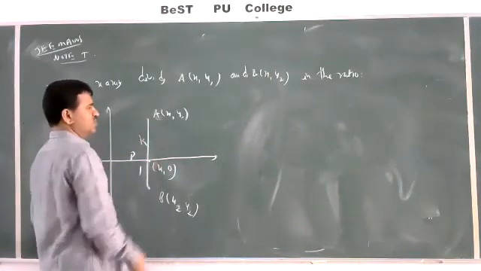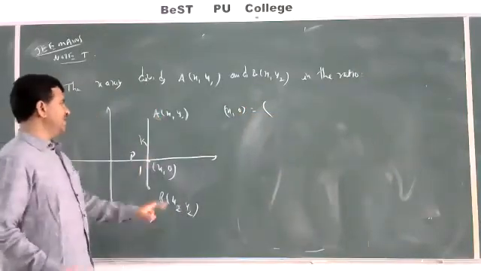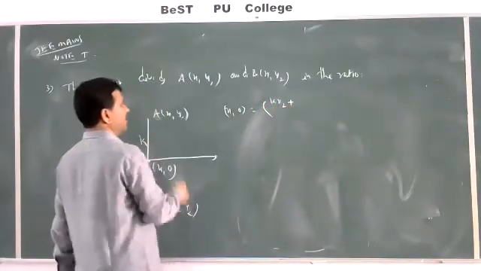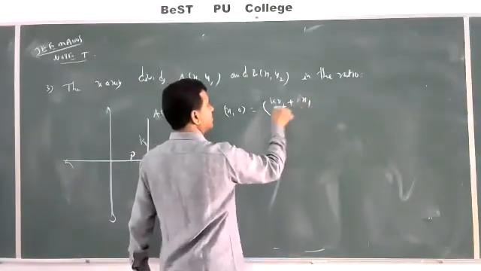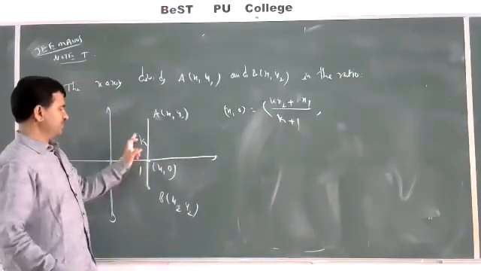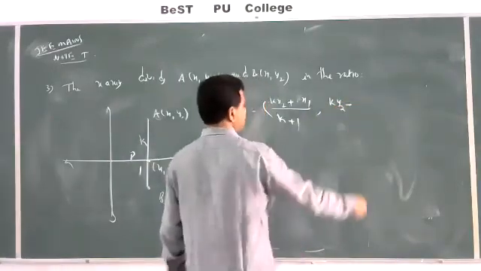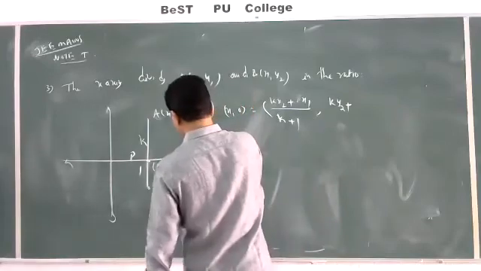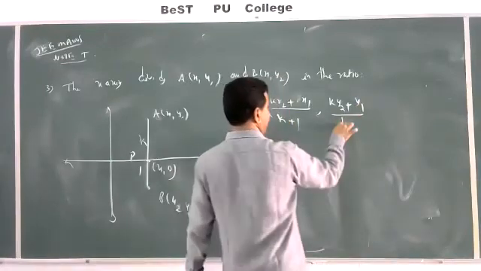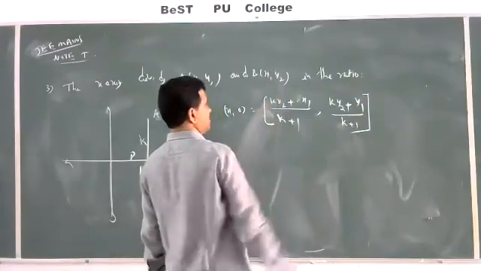Write the internal division point. So (x, 0) is equal to, using the internal division formula, (k x2 + 1 x1) by (k + 1), comma. What is the second coordinate? (k y2 + y1) by (k + 1) it is equal to. Just we'll find the k value.